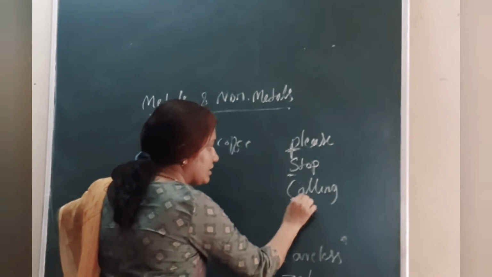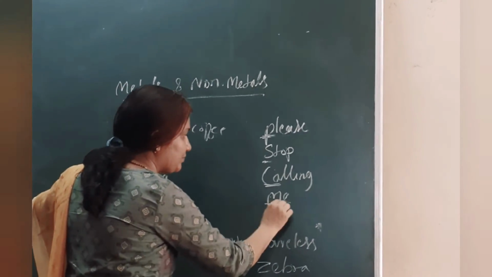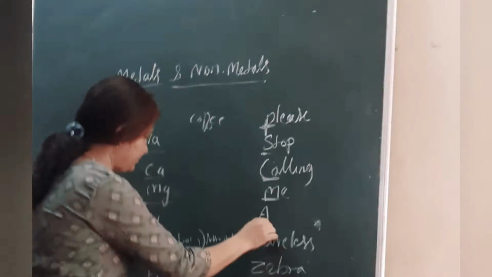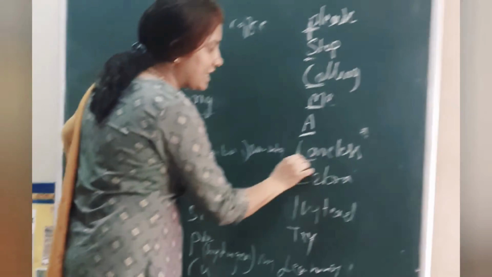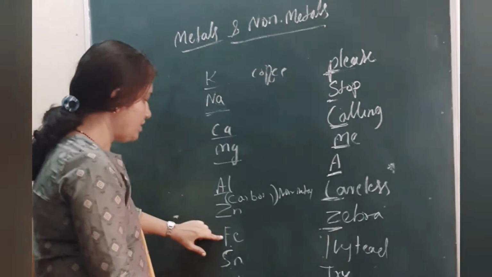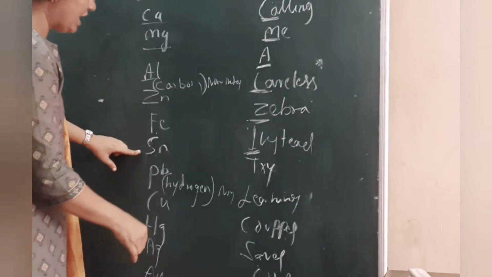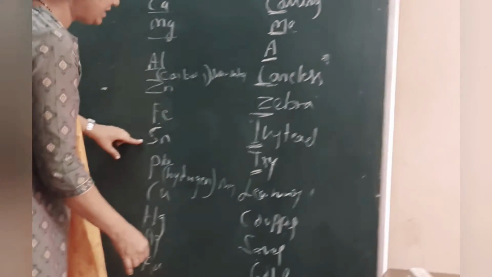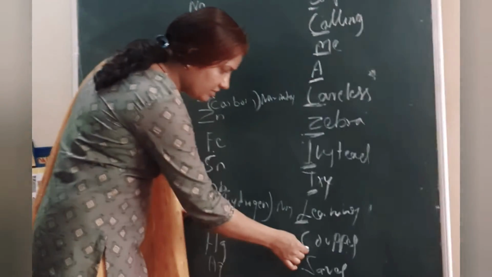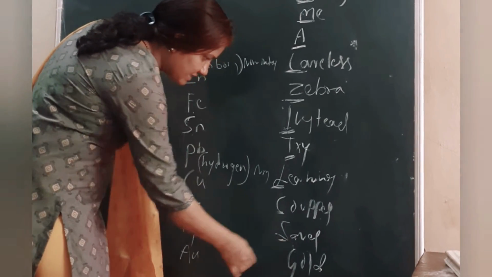Calcium, Ca. Okay, calcium, Call. Magnesium, the first letter is M. And aluminium, A. For carbon, careless, C. For zinc, Z, Zebra. For iron, I. For tin, T. And for lead, L. And for copper, as it is copper.